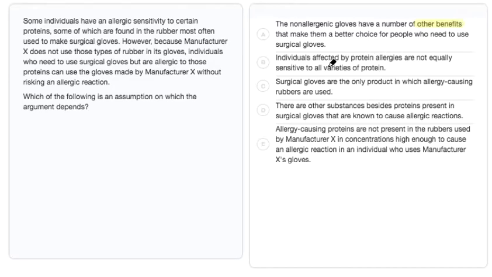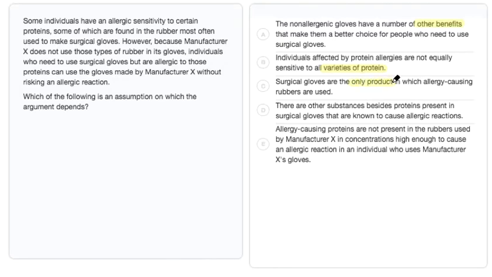Option B mentions varieties of protein. We don't know where this is coming from. We don't know anything about varieties of protein one way or another, so we definitely can't say that the argument depends on this fact. As for option C, we see that it says only product.